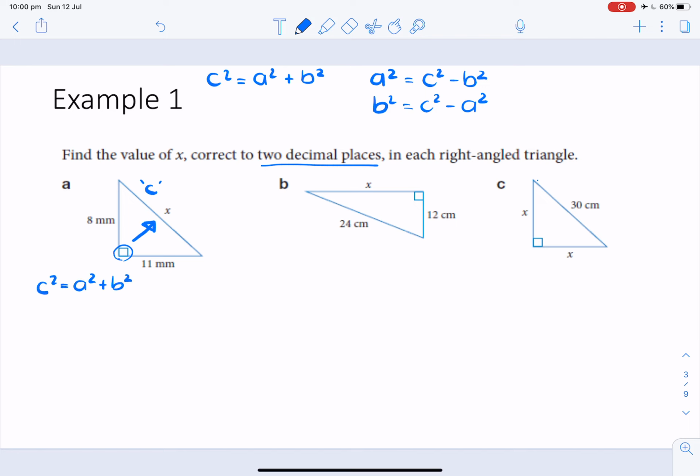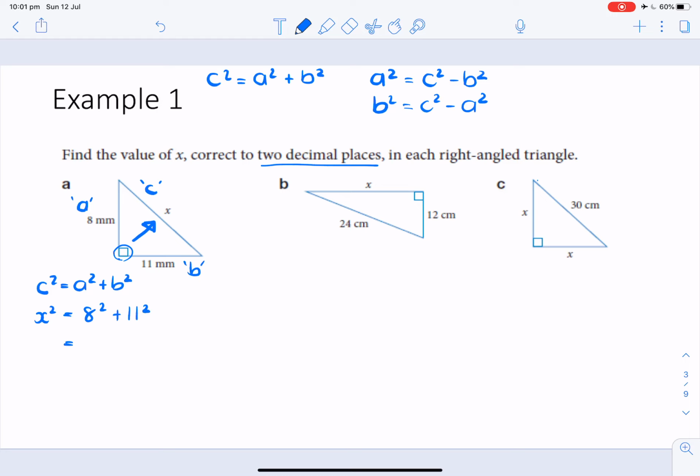Then I substitute. It doesn't matter which I use as A or B. I'm going to call that one A, I'm going to call that one B. But it does matter which one is my C. So, x squared, that's my unknown value, is equal to 8 squared plus 11 squared.